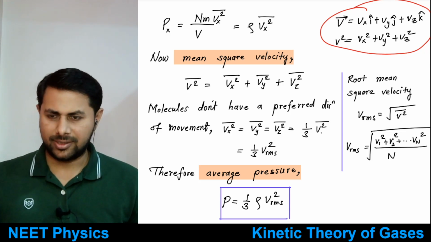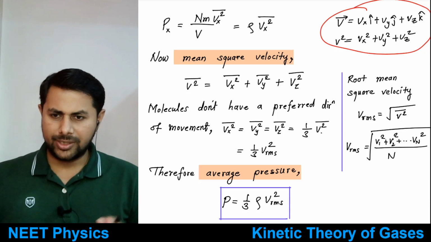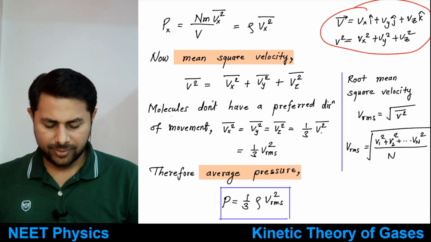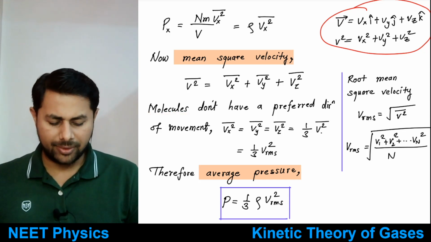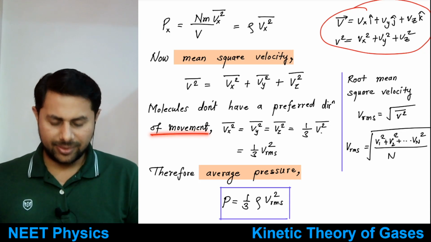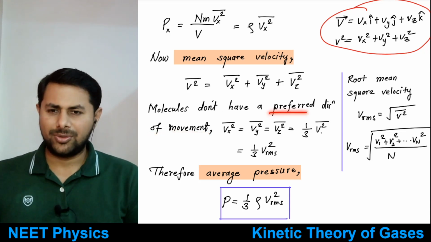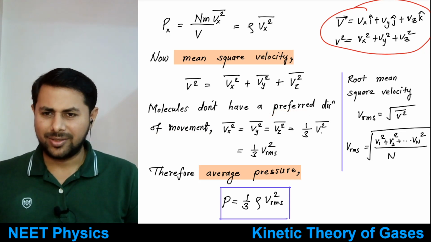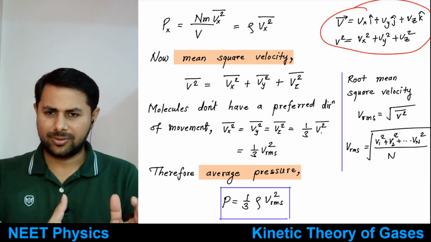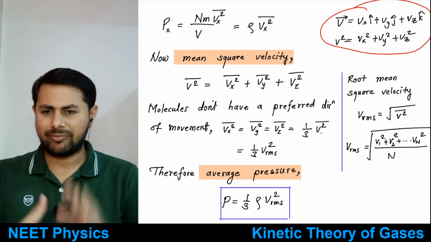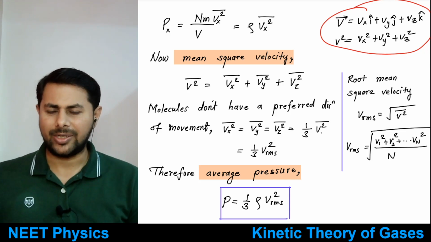The symmetry, right? So if you employ symmetry here, because molecules do not have any preferred direction of movement, the same number of molecules would be moving in x direction, y direction and z direction at any given time.